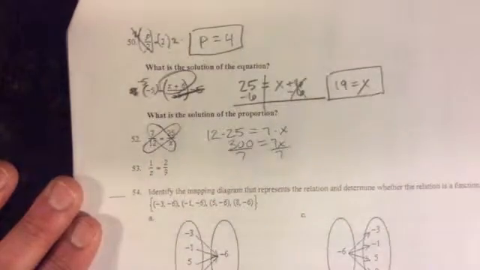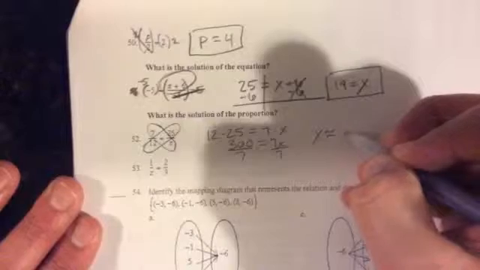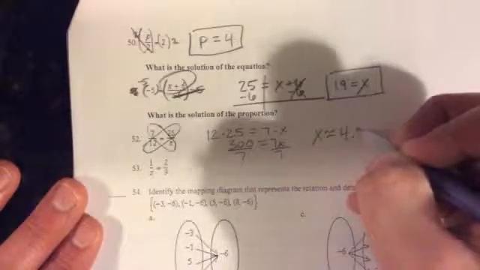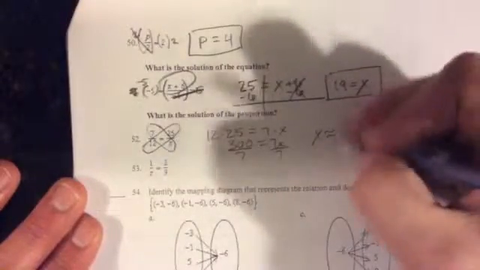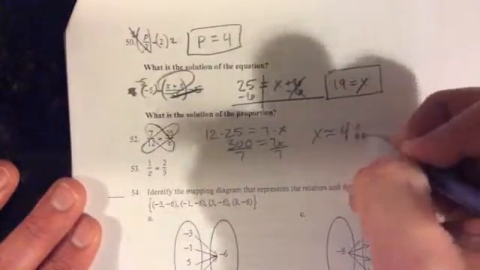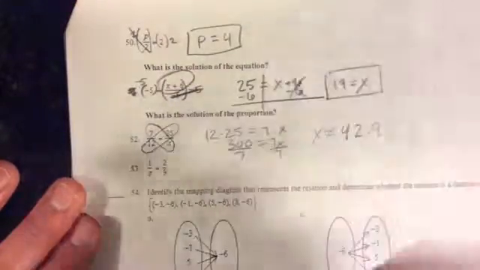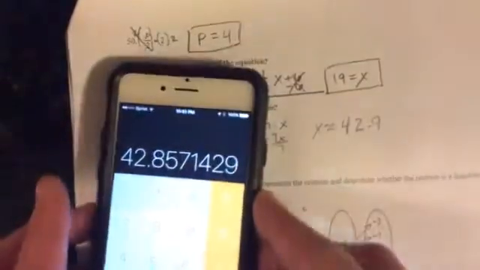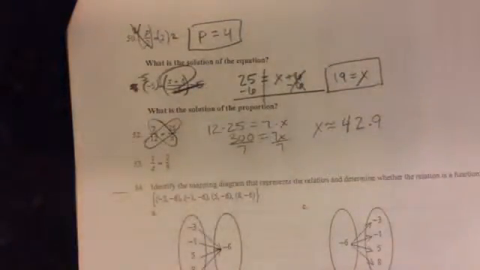300 divided by 7 gets me about, I'm going to write approximately 42 point, excuse me, I wrote that wrong, not 4.2, it's going to be 42 point, let's go with 9, because what happens here is my 0.85 rounds up to 0.9 there.